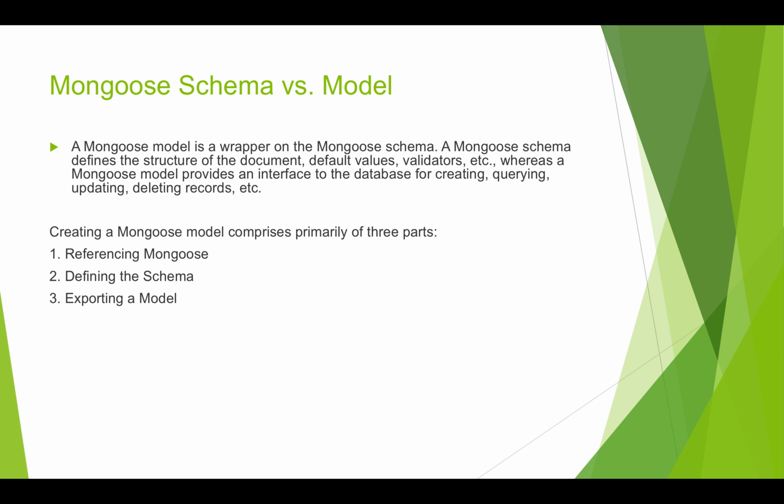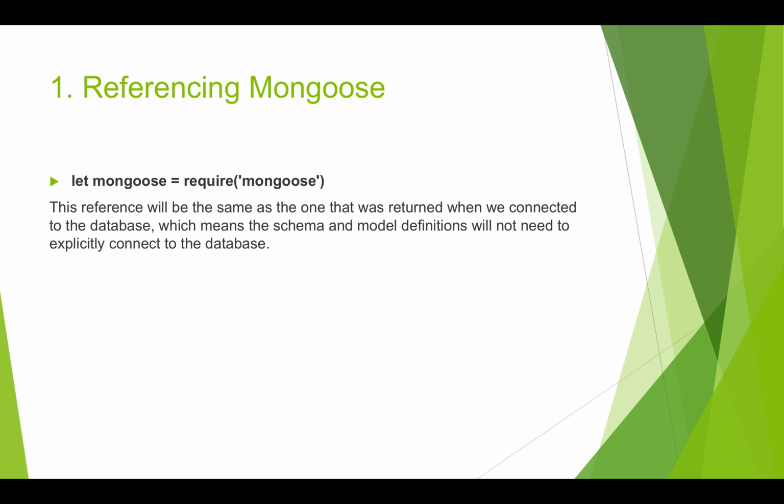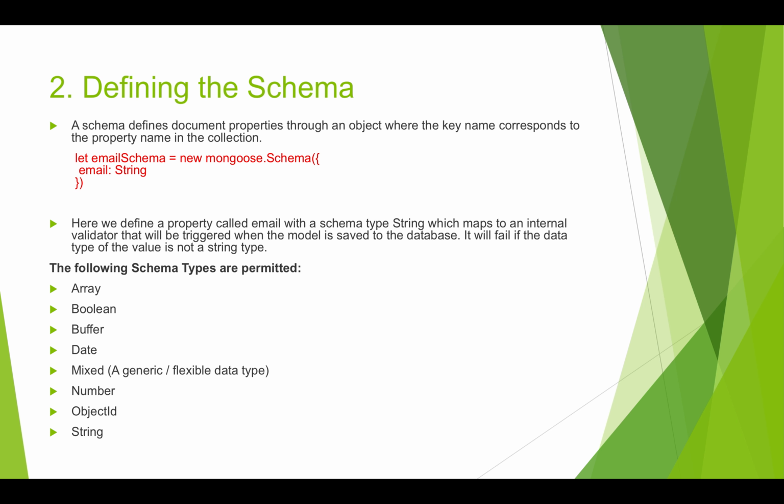Creating a Mongoose model comprises primarily three parts: referencing Mongoose, defining the schema, and exporting the model. To reference Mongoose, require the Mongoose module. This reference will be the same as the one we wrote when we connected to the database, which means the schema and model definition will not need to explicitly connect to the database.